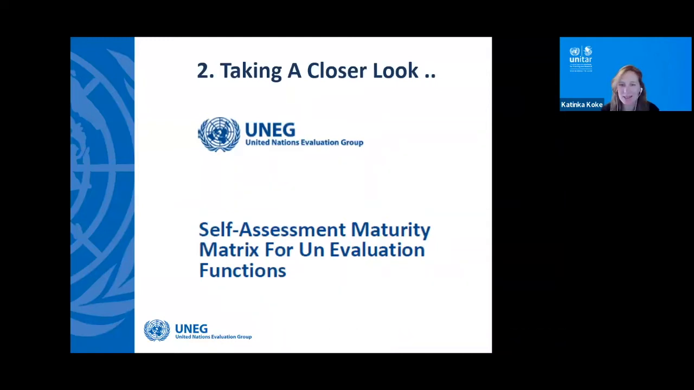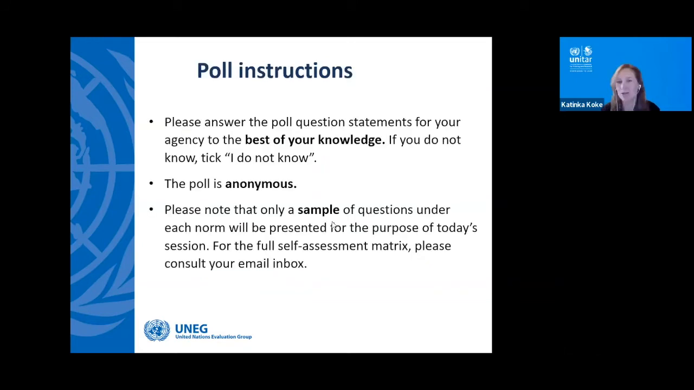The idea for this second part is that you get to know a little bit about the self-assessment maturity matrix. You should all have received the full document by email yesterday, and if not, please write in the chat and we will share it with you. But today, for the purpose of this section, we will just focus on a few of the norms and have you test them by using some polls.